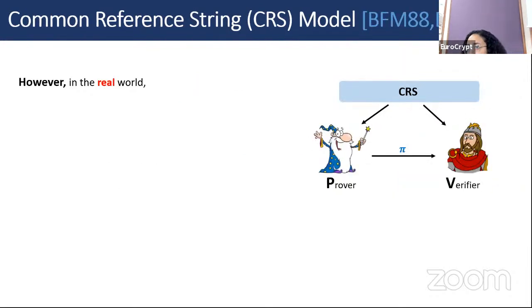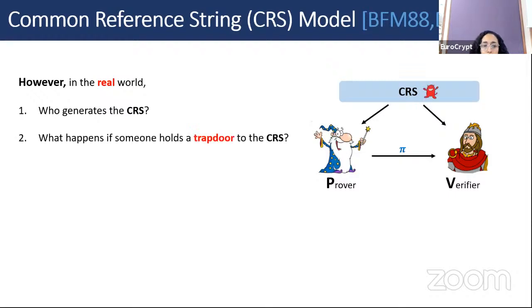However, in the real world, we have two major questions. The first question is, who generates the CRS? And the second question is, what happens if someone holds a trapdoor to the CRS?